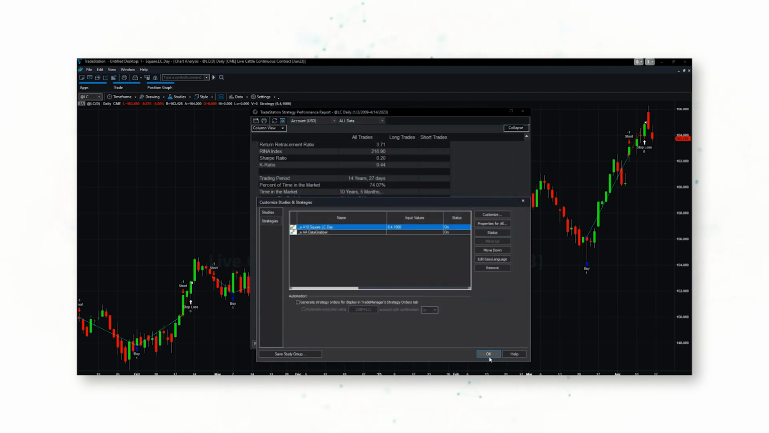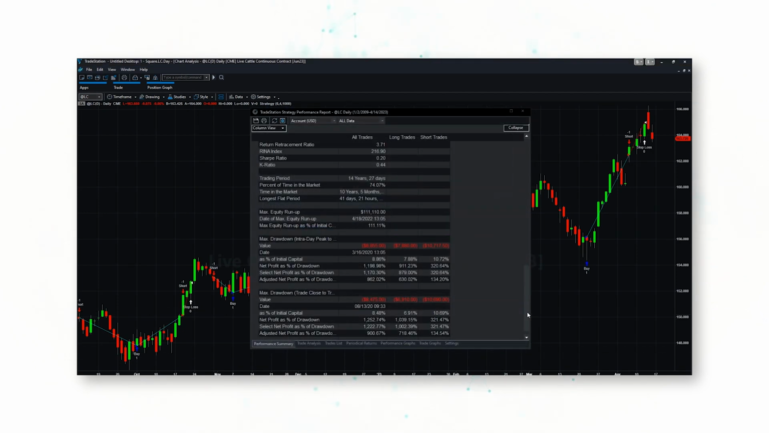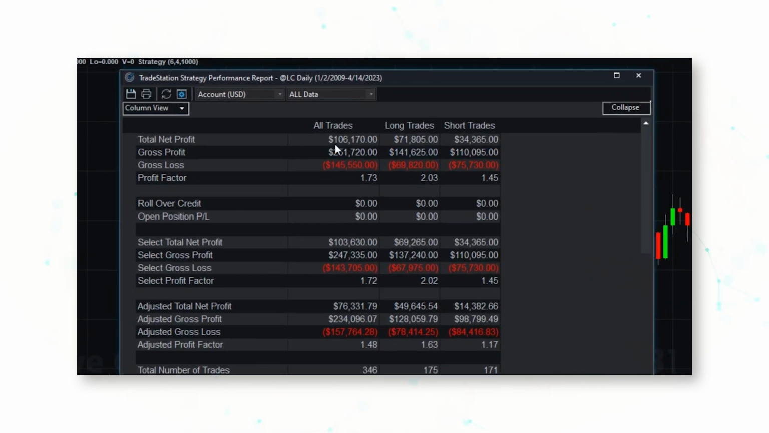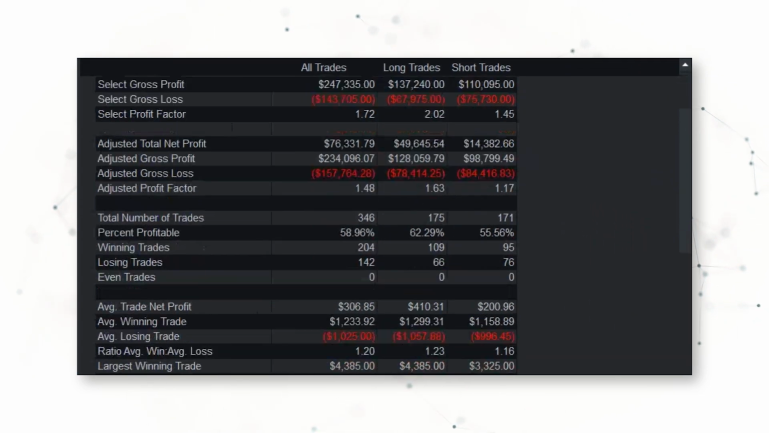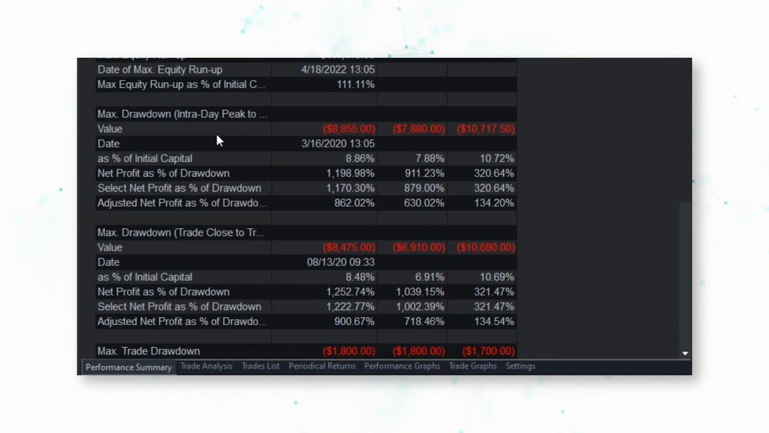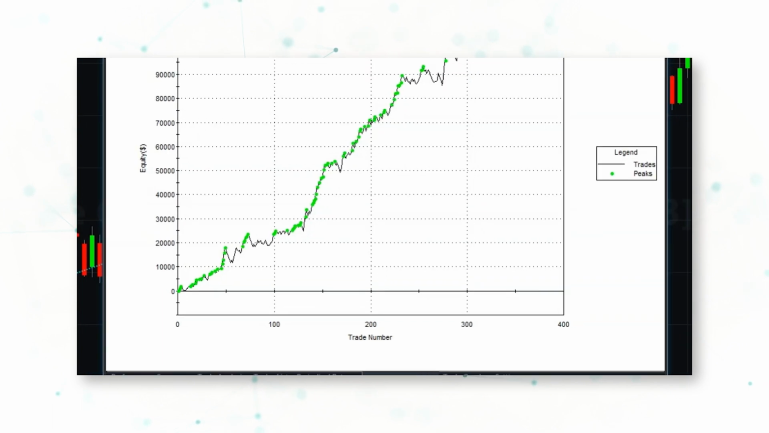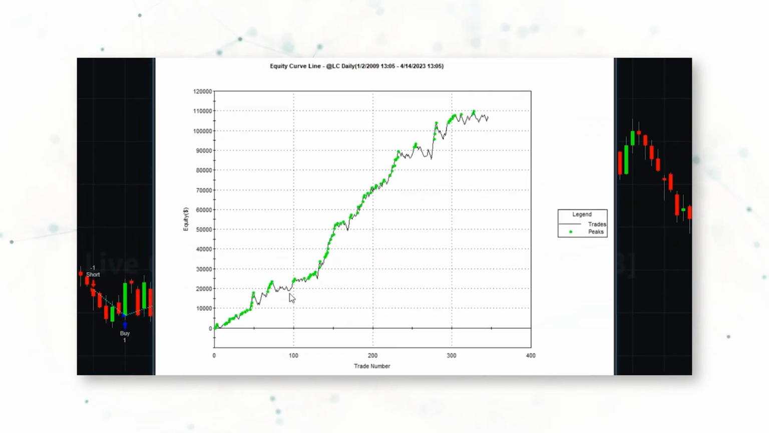And if we go back to our performance report, again, we can see that nice $106,000 cumulative profit with a max drawdown peak to valley of only about $9,000. So again, this strategy has chugged along pretty well with very few significant drawdowns along the way.